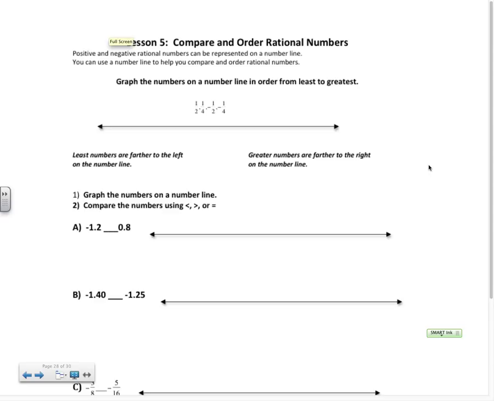So let's get started at the top. All right. Positive and negative rational numbers can be represented on a number line.